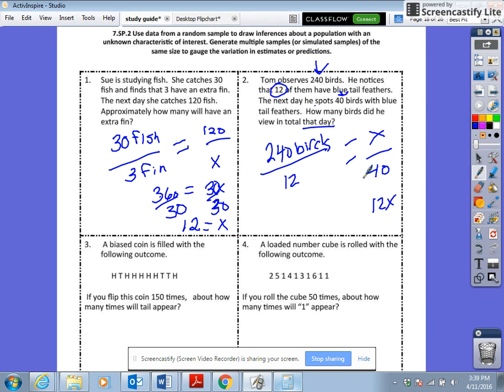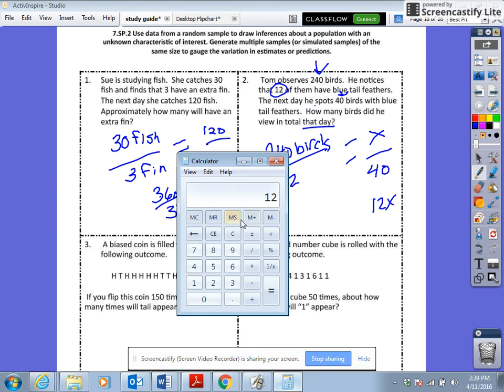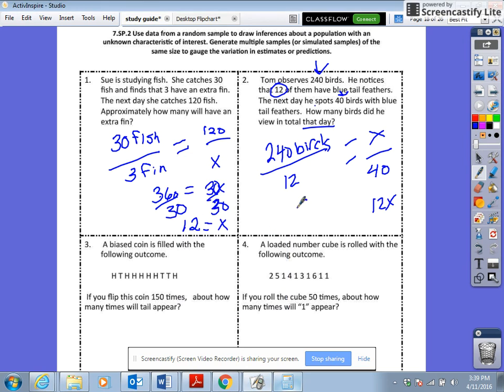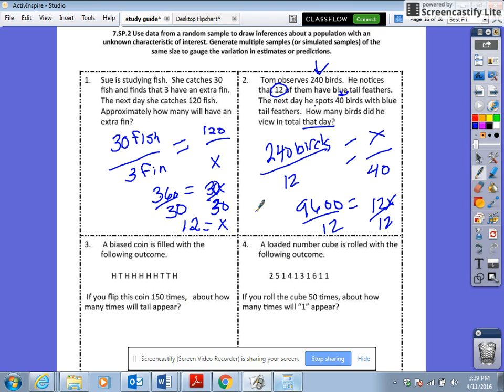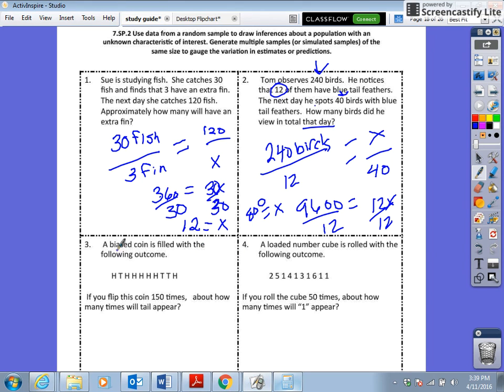So I have 12x, 240 times 40, again, clear, 240 times 40 equals 9,600. And I'm going to divide by 12, and I'm going to divide by 12. Come back to my calculator, divide by 12. So he probably saw how many? 800 birds that day. X equals 800.